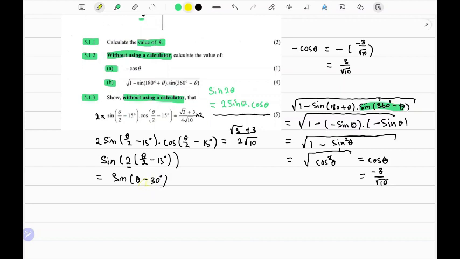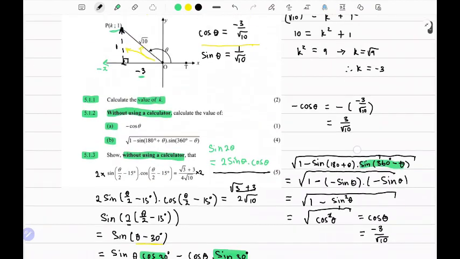Now we can apply the compound angle formula for sine of theta minus 30 degrees. So this looks something like sine theta cos 30 degrees minus cos theta sine 30 degrees. I want us to take note that sine 30 and cos 30 in this expression are special angles. So now we can just plug and play.